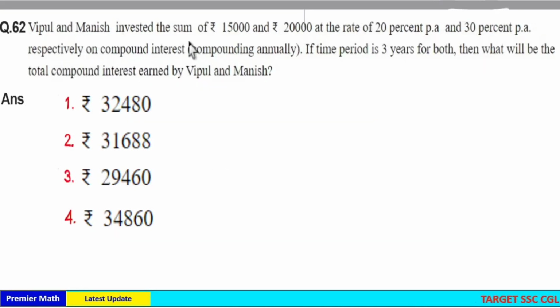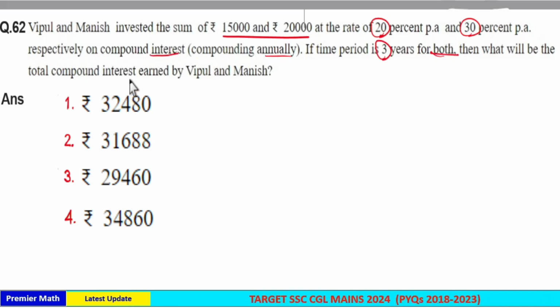Vipin and Manush invested a sum of rupees 15,000 and 20,000 at the rate of 20% and 30% per annum respectively on compound interest compounded annually. If the time period is 3 years for both, then what will be the compound interest earned by Vipul and Manish? Here, simple interest rough calculation is not possible because options are a little closer. So use the A plus B plus AB by 100 formula to calculate compound interest.